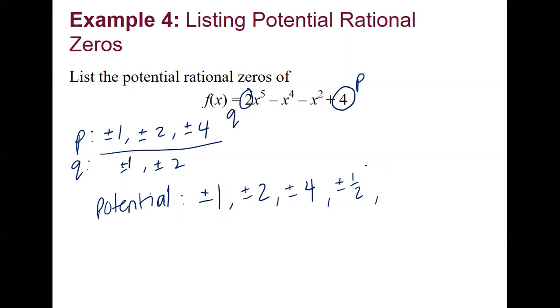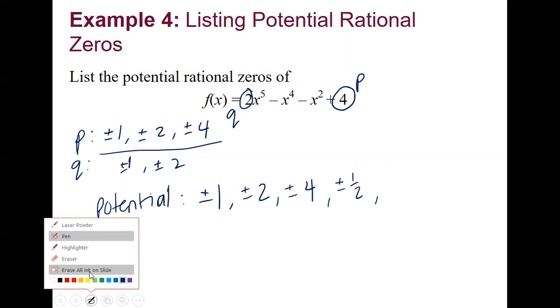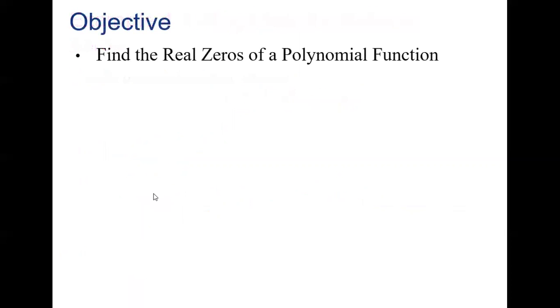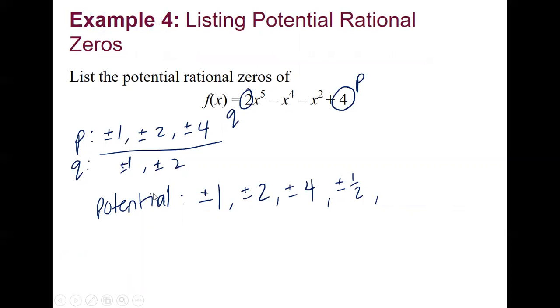zeros. So you divide each number in the numerator by each number in the denominator. And so these are my potential zeros. After we have potentials, then we'll use synthetic division. So we need to be comfortable finding the potentials.